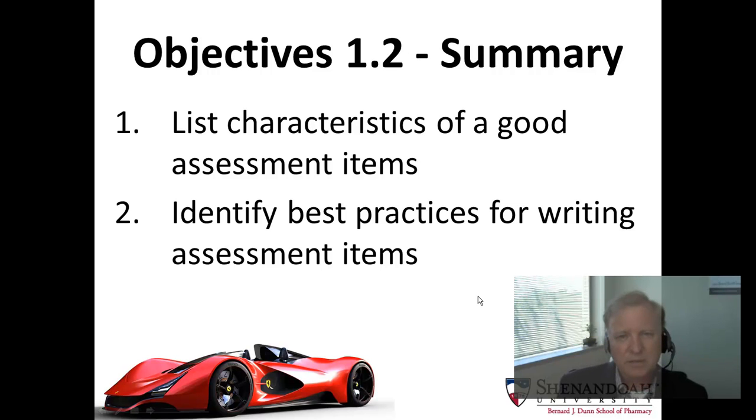So in summary, objectives for this lesson, you want to be able to understand what a good assessment item is. That it has good form. What are the aspects of good form? Stem length, distractor length, and avoiding things like unnecessary information, overly complex things, K-type questions, absolute terms, vague terms.